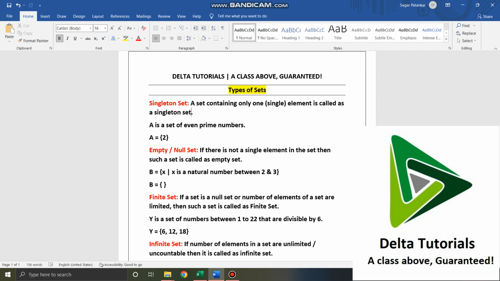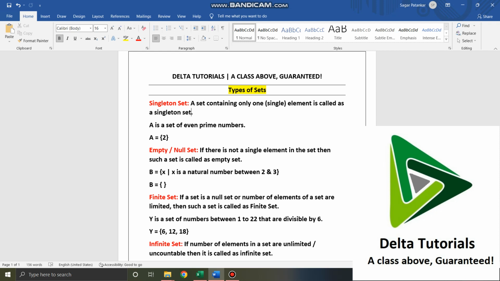So our answer for this singleton set example is A = {2}. Inside the curly brackets we have written only one element, that is 2. So only one element is present in this set A, hence it is called a singleton set.